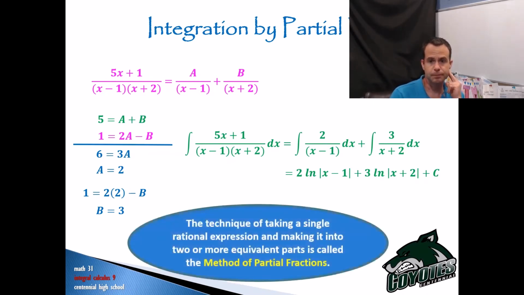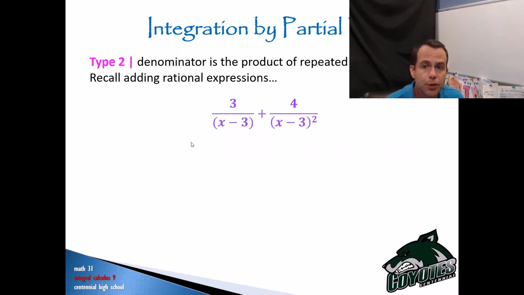This technique of taking a single rational expression and making it into 2 or more equivalent parts is called the method of partial fractions. I go from one large fraction to 2 partial fractions. Now method 2 is when the denominator is the product of repeated linear factors. So for this one, it's a very similar process.